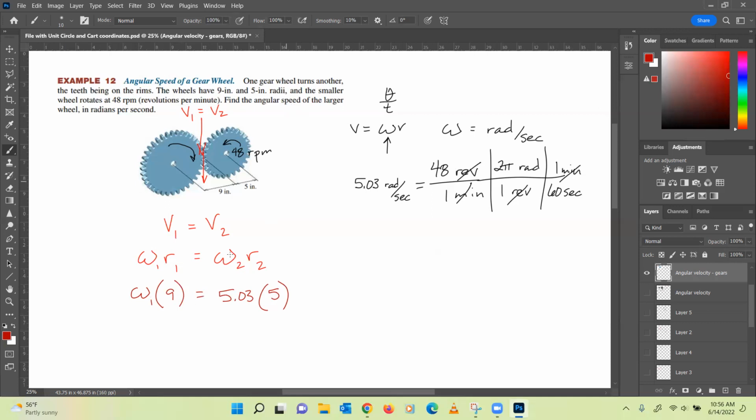Well, now all we're missing is omega 1 in this calculation. That's what we're looking for, the angular speed of the larger wheel in radians per second. So we've got 5.03 times 5 divided by 9 gives us that angular speed, and that would come out to be about 2.79 radians per second. Handy calculation, this relationship between v, linear speed, and angular speed, omega, and it's based on that radius. And that's how they wrapped up 6.4 in our book.